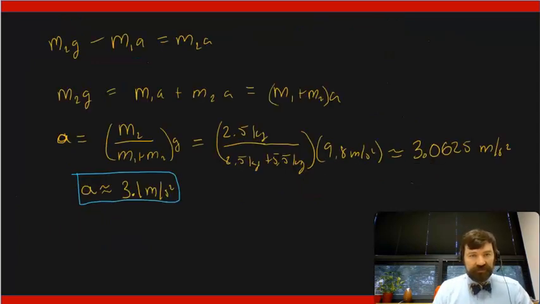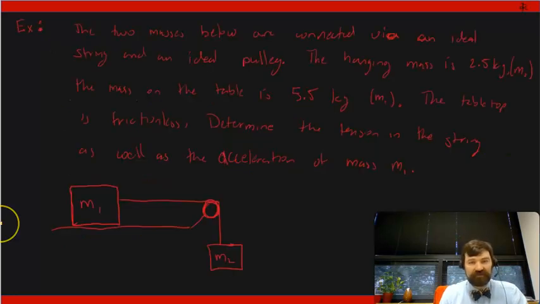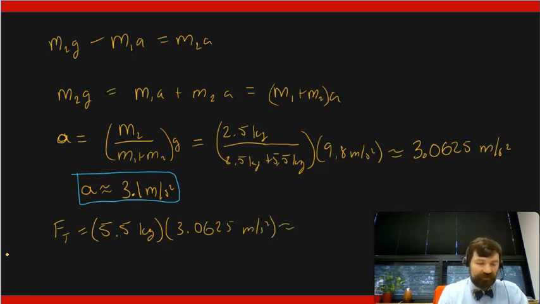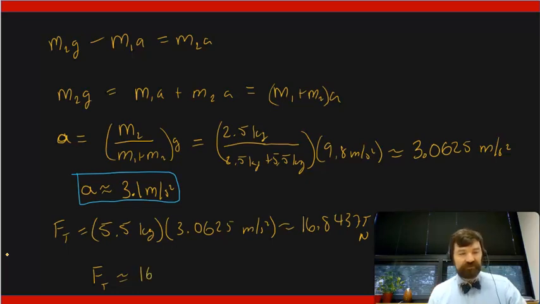Okay, now we can go back to our equation that says Ft is m1a. So that means that Ft is 5.5 kilograms. Remember that 5.5 kilograms was mass m1. And then the acceleration we just solved for above, 3.0625 meters per second squared. So if we put all that into our calculator, what we end up getting is 16.84375 newtons. Rounding to two significant figures, we end up with 17 newtons. So we would say 17 newtons here at two significant figures.